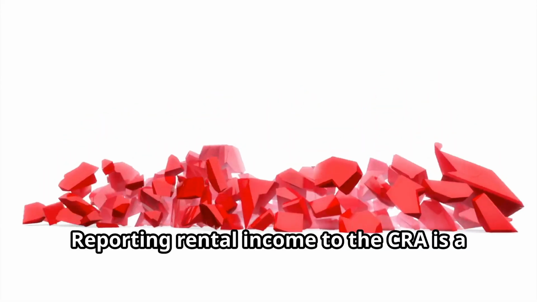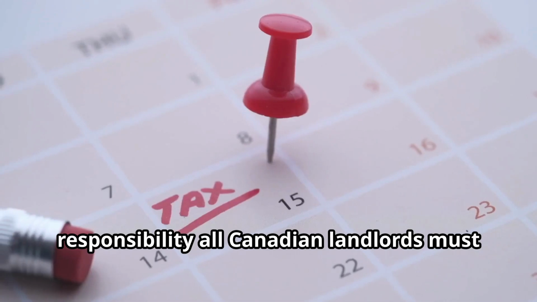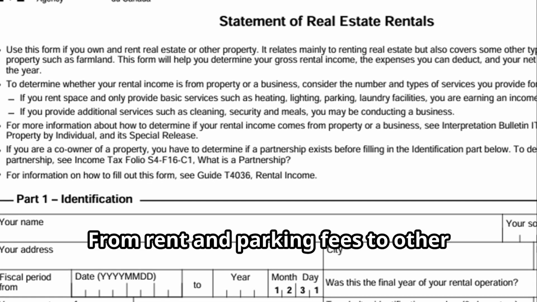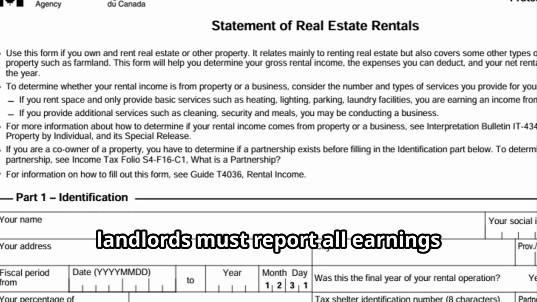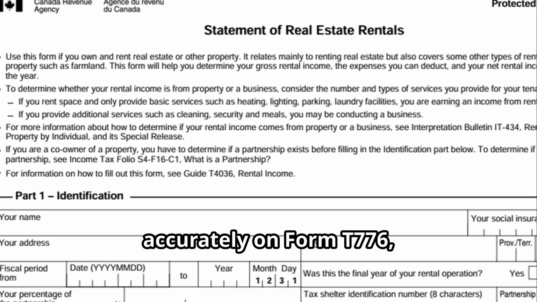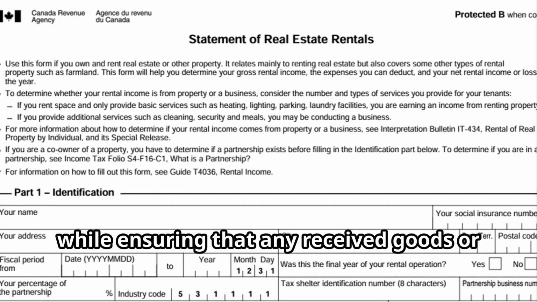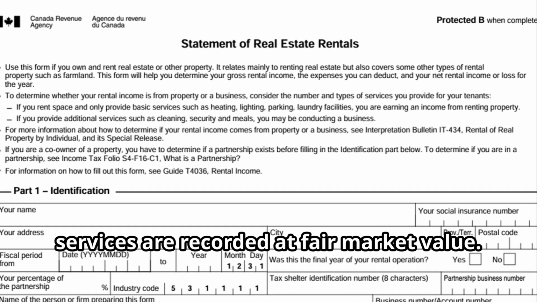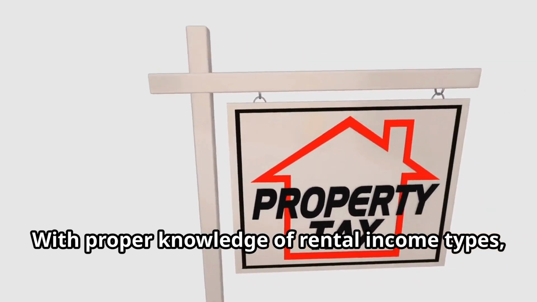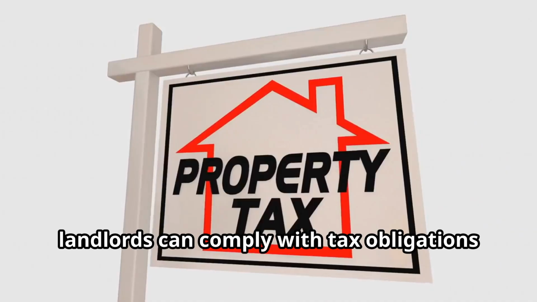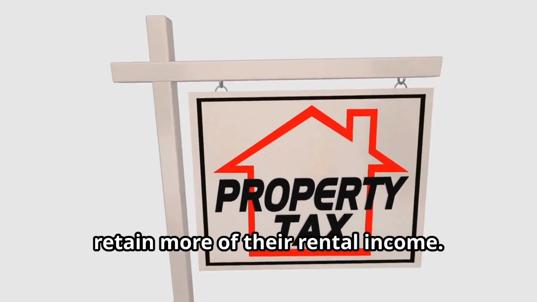Reporting rental income to the CRA is a responsibility all Canadian landlords must take seriously. From rent and parking fees to other sources of income, landlords must report all earnings accurately on Form T776, while ensuring that any received goods or services are recorded at fair market value. With proper knowledge of rental income types, calculation methods, and reporting requirements, landlords can comply with tax obligations and potentially benefit from deductions to retain more of their rental income.